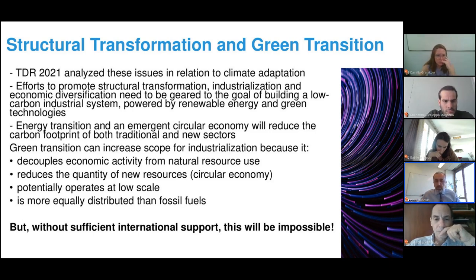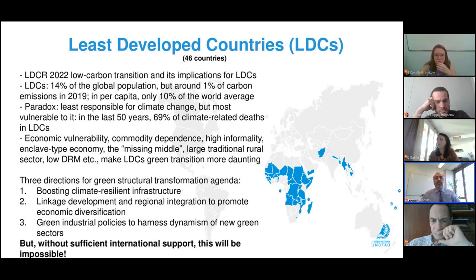There are also benefits to that transition, especially energy transition and the emerging circular economy, which can have quite substantial benefits potentially for developing countries. For example, decoupling of economic activity from natural resource use, reduction of the quantity of new resources. Many of these technologies can be operated at very low scale, so even small island developing countries can have efficient production with these technologies. It is more equally distributed worldwide than fossil fuels. But I think it remains that without sufficient international support, this will be impossible. And for the case of the least developed countries, it is even more so.